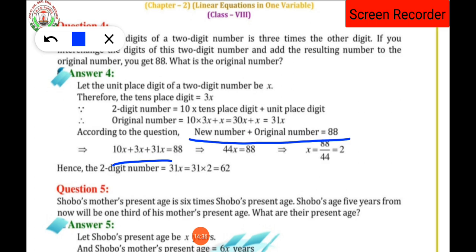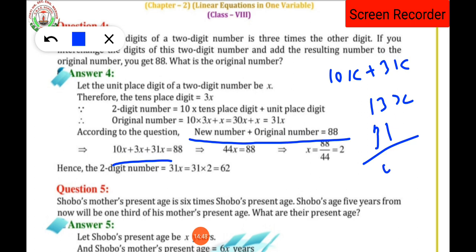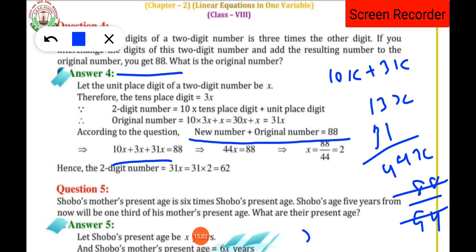So 10x plus 3x, how much will it be? It will be 13x, added with 31x, it will become 44x. Clear? Now 44x is equal to 88, as the result of adding to the original number is 88. So 88 divided by 44, the x value we will get as 2.